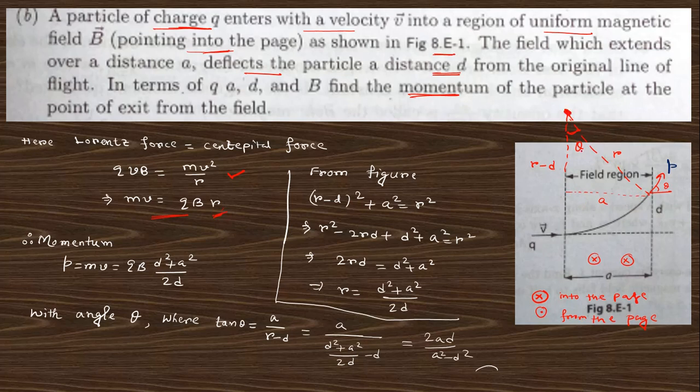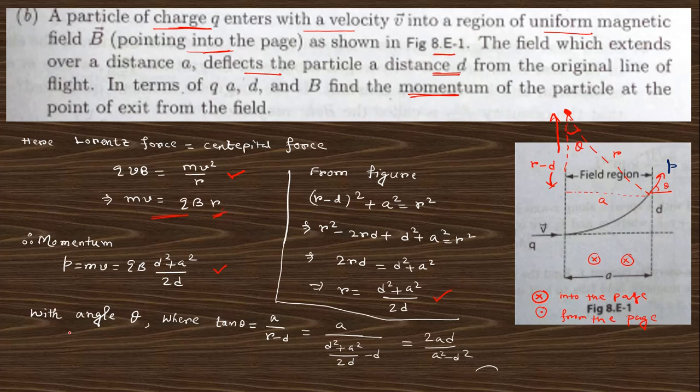From the trigonometric diagram you can see this distance given is d. So this is the total r, so this distance will be r minus d, and this is r, this is a. By the Pythagoras theorem, (r minus d) whole squared plus a squared equals r squared. Just squaring, you can see the value of r equals like that. So you put this value of r, you will get the expression of momentum, right?